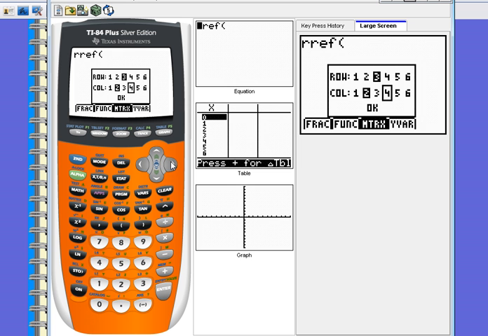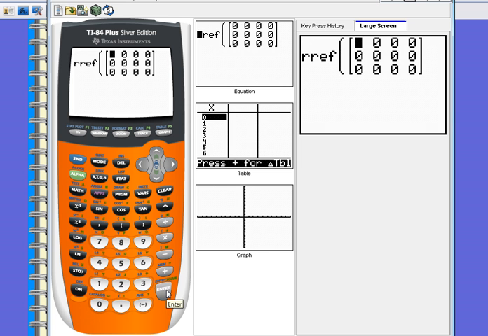2, negative 1, 1, 3, another 3, 1, negative 1, 2. So when you're done, you should basically have the matrix that you created out of your system. Has everybody got that?